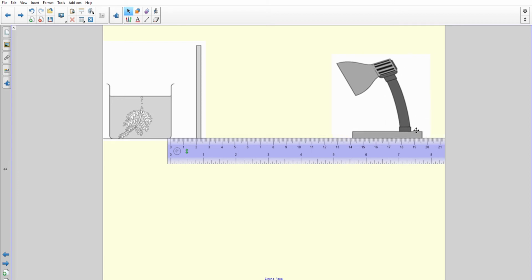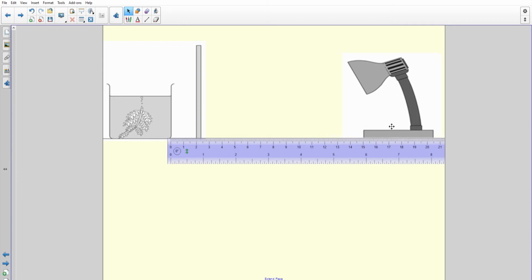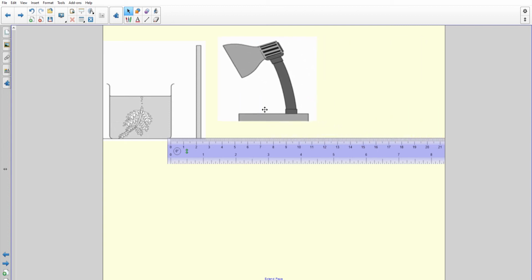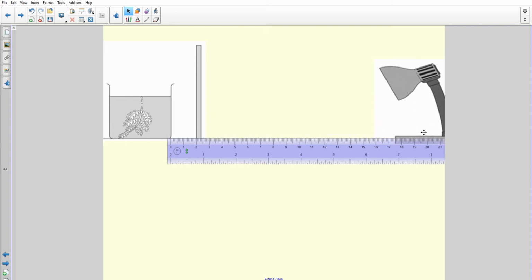So I might start off, obviously this would be a meter ruler in real life, but on mine I might start off at 15 centimetres, then maybe do 10, then 5, okay, to get some different results.